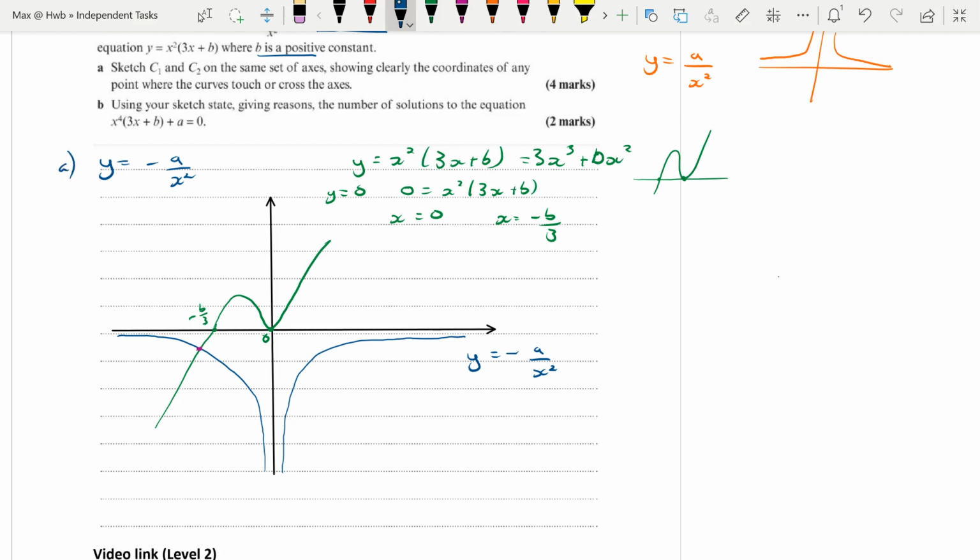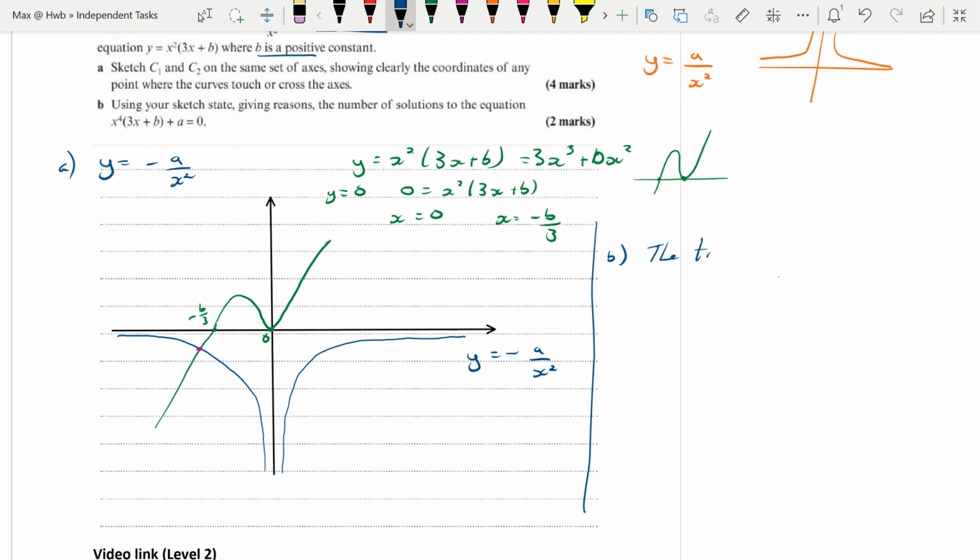Okay, part B, let me draw a line down here and we'll get part B done. Part B, using your sketch, state, giving reasons, the number of solutions for the equation of this. Now, you'll notice these have the same aspects as before, and we'll look at the algebra now. But if we look at the two curves, they only cross at 1 point, don't they? Because they only cross at 1 point, this must only have one solution. So I'm going to write that.